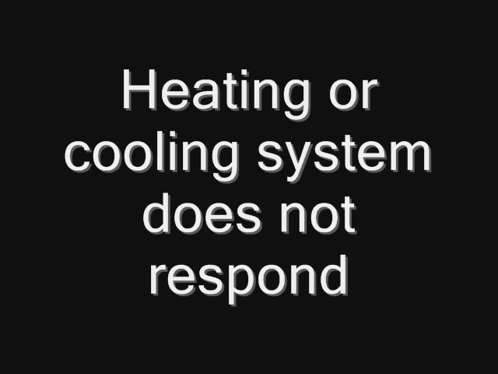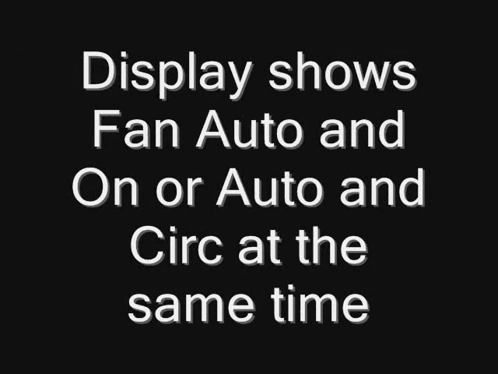If wait is displayed, the compressor protection timer is on. Wait 5 minutes for the system to restart safely without damaging the compressor. The display shows fan auto and on or auto and circ at the same time. This is normal operation. Auto indicates the thermostat is following the programmed fan setting. If auto and on is shown, the fan is scheduled for on during this period.